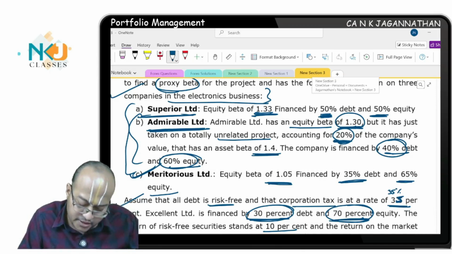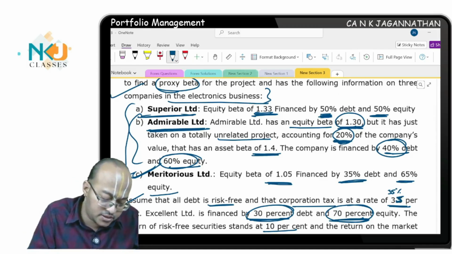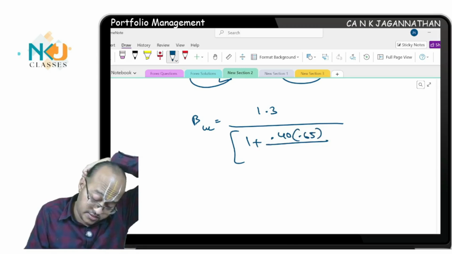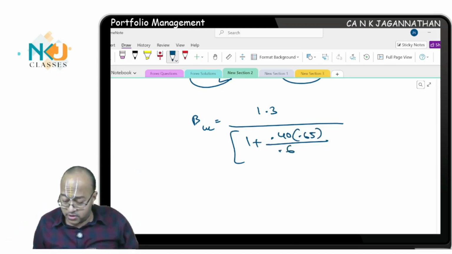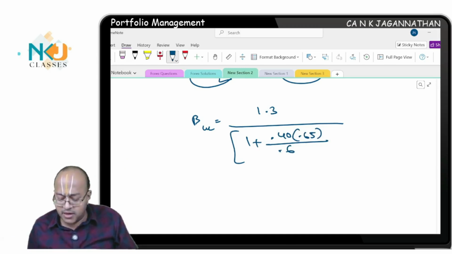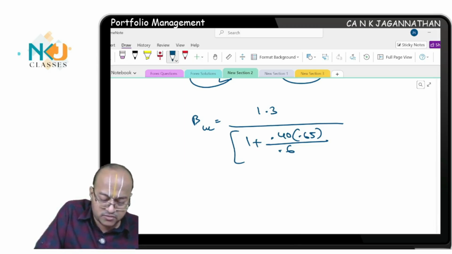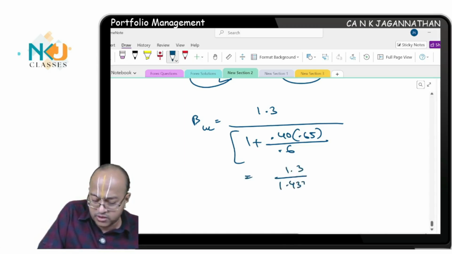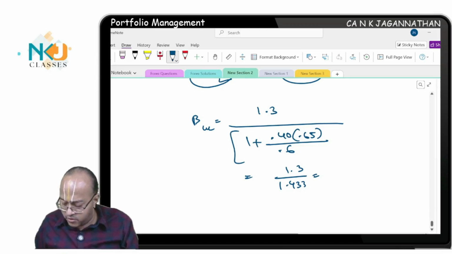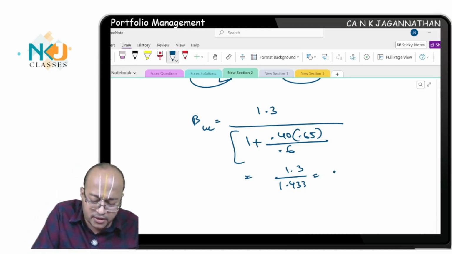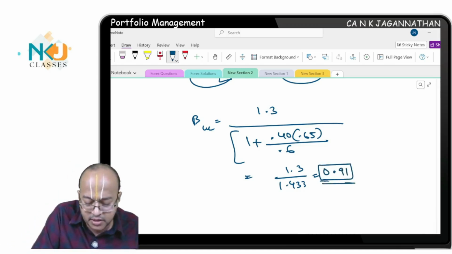All debt is risk free. The corporation tax rate is 35%. Okay, right. So 35%, 65%. So debt is 40%, 0.4 into 0.65, because after tax you should consider. Then this is 0.6. Please take your calculator and do this. This I have not given in the notes, it is missing, hence I am solving. 0.4 into 0.65 divided by 0.6 plus 1 is 1.433. Very simple. 1.3 divided by 1.433 is 0.9071, which I can round off to 0.91.